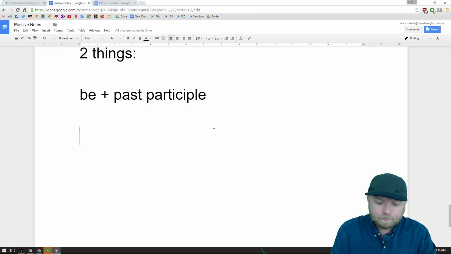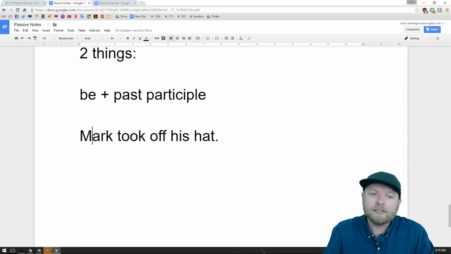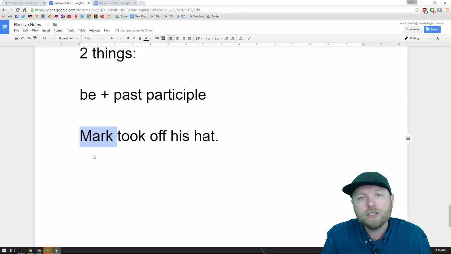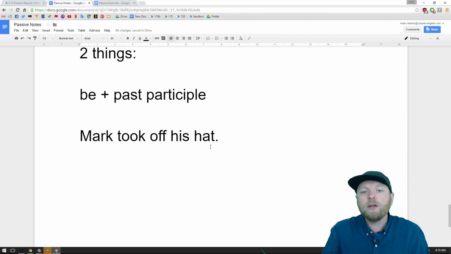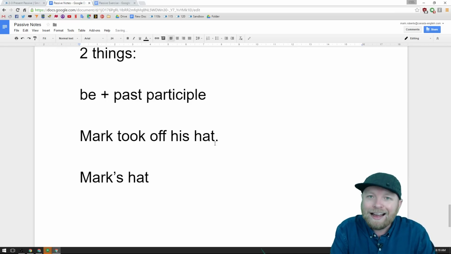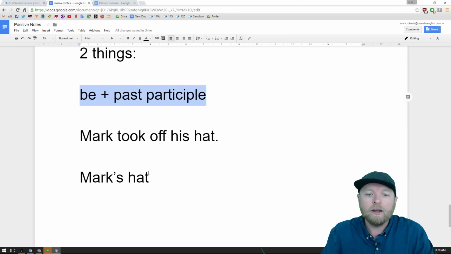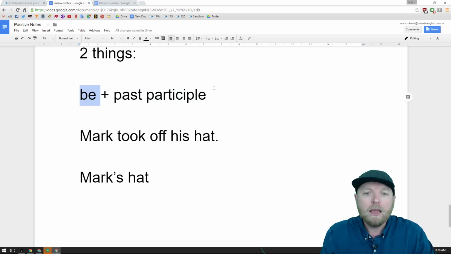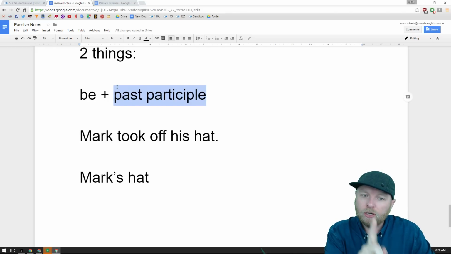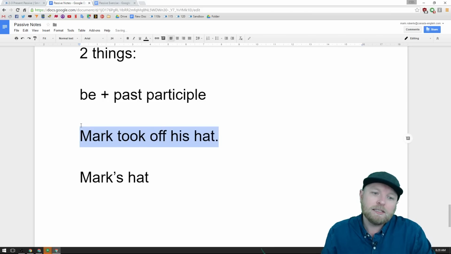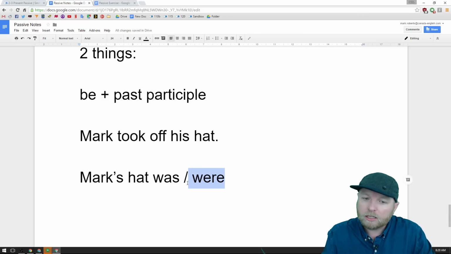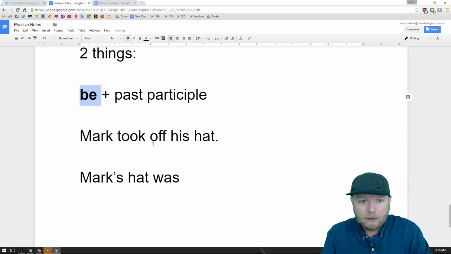Example, Mark took off his hat. Is this the doer or the receiver? This is the doer. We don't use passive if we start the sentence with the doer. But if we start the sentence with the receiver, for example, Mark's hat, we need passive. First thing, be. Now, be in the passive changes. Past participle, we cannot change. What do I mean it changes? Well, this sentence is in the past. So, Mark's hat was or Mark's hat were? Of course, Mark's hat was. So here's be, Mark's hat was.